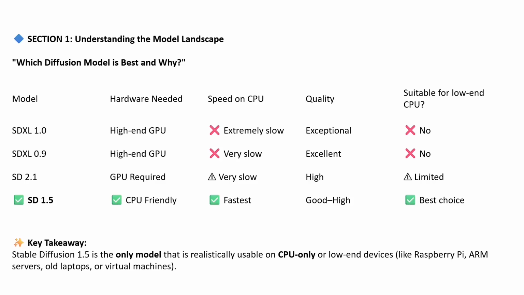So first of all, understanding the model landscape: which diffusion model is best for a local machine and why. You can see we have different models listed here, starting from SD 1.5, SD 2.1 and going till SDXL 1.0. You can see only SD 1.5 is capable of running on a CPU, which is the fastest one and the best choice for tiny machines like Raspberry Pi or ARM servers, old laptops, or even virtual machines.